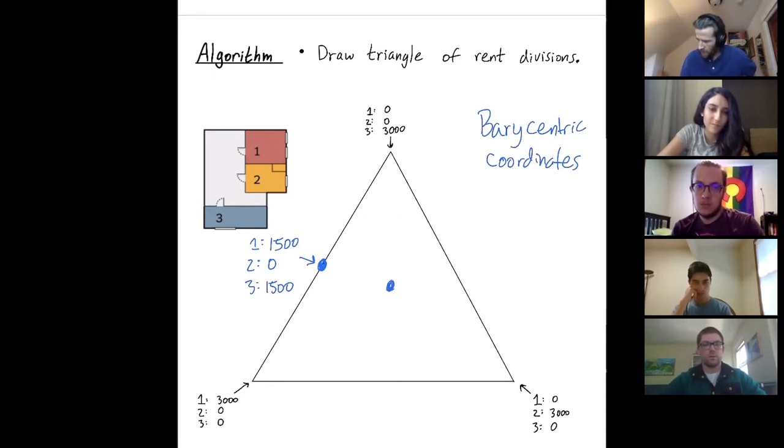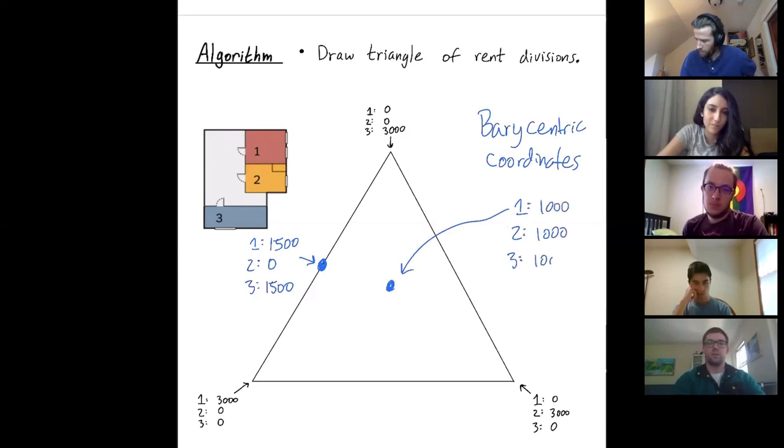This point right in the middle is called the barycenter. So this is where the three rooms are valued equally, each $1,000. I'll show you some more barycentric coordinates on other parts of this triangle in a slide or two. Questions so far? Okay.